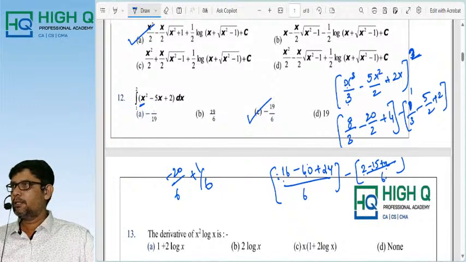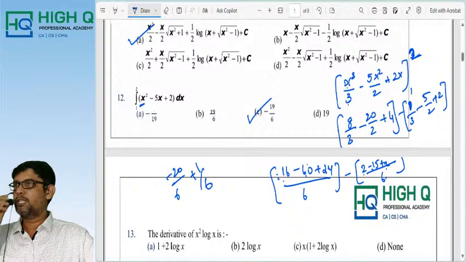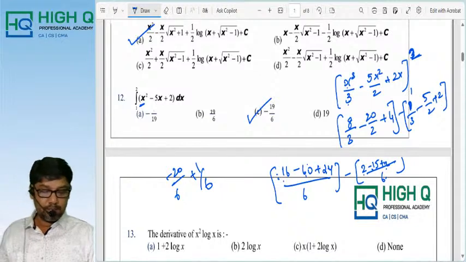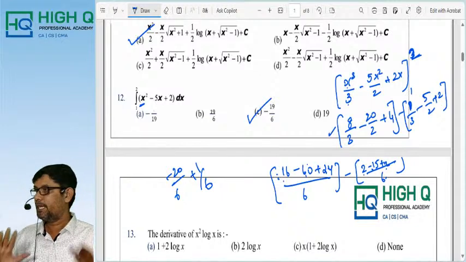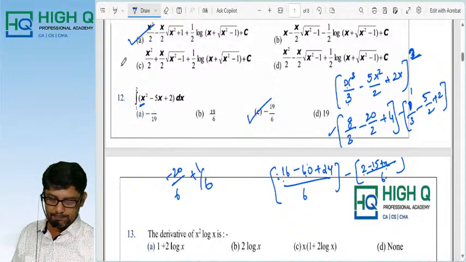Leave it. But with these integrations, especially math students commit mistakes in the fractions. So you have to be very careful. At least use a calculator at that time.